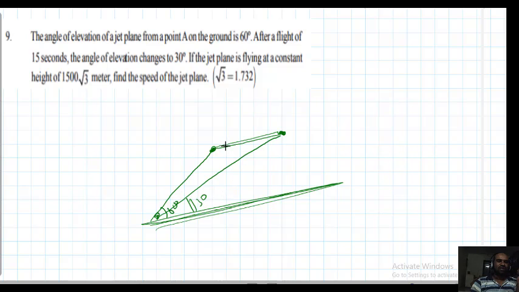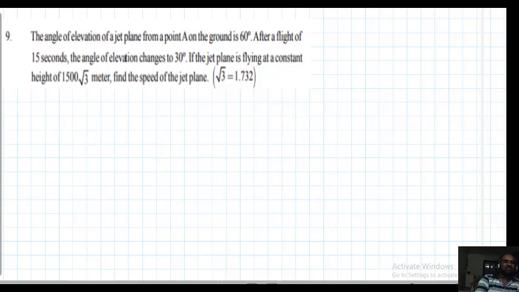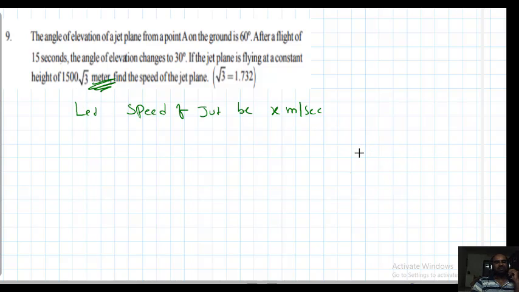We want to find the speed of the jet. It is also given that this height is 1500 root 3. This is 1500 root 3. This is also 1500 root 3. We just need to find the distance traveled by the jet in 15 seconds. Let the speed of the jet be x meters per second, because this is given in meters, so I don't want to change it, meter per second.